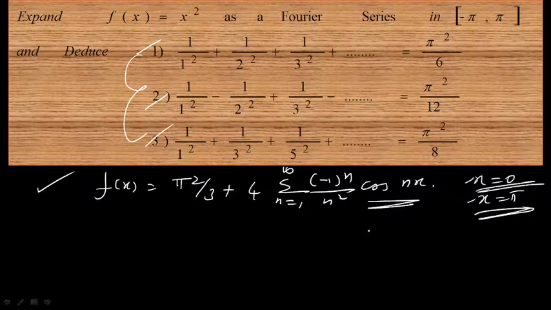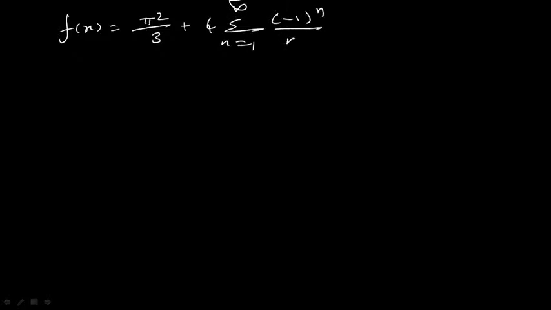For that, I am going to substitute x equal to pi first, and let me check which series I am going to get from that. Here I have written the series once again. So f of x equal to, what is the general Fourier series we have just now derived? pi squared by 3 plus 4 times sigma n varies from 1 to infinity minus 1 whole power n divided by n square cos nx. From this series, first what I am going to do is put x equal to pi.